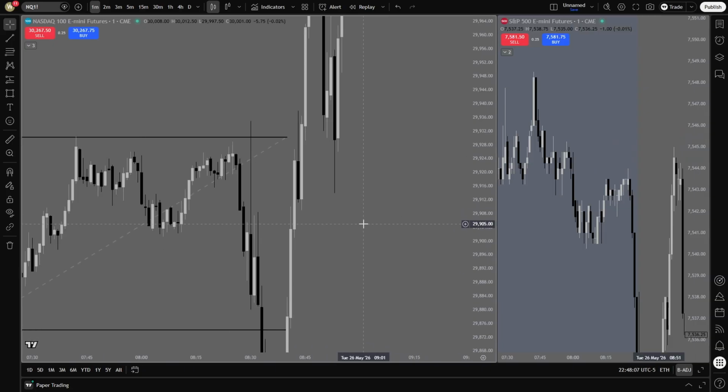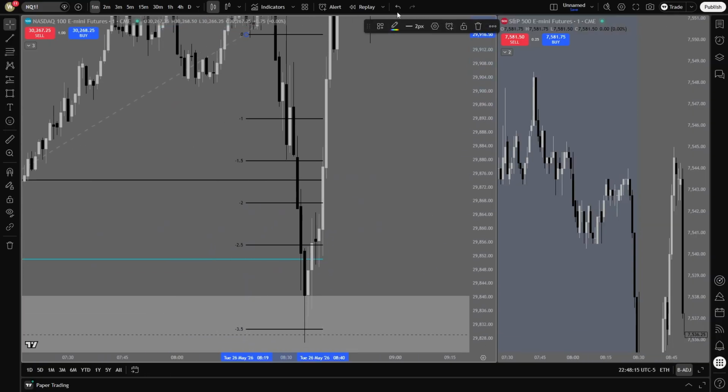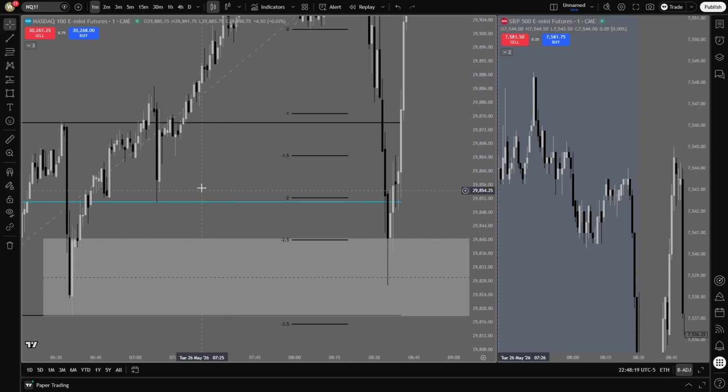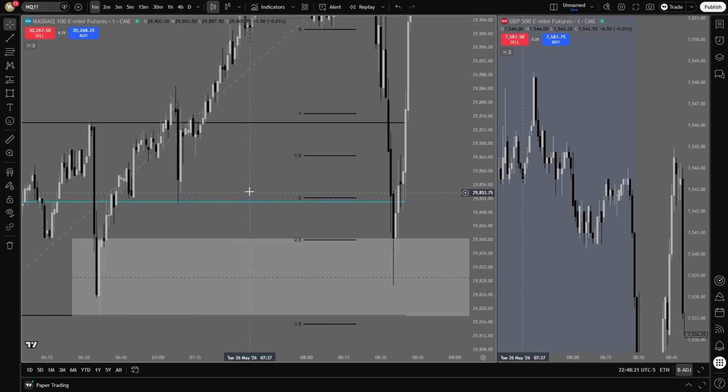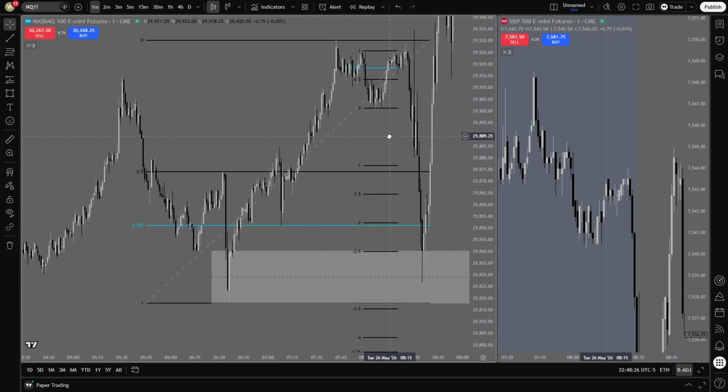What we're going to do is off of this SMT divergence, mark out the leg that did form it, which is going to be from this high all the way down to this low. And as we can see right here, let me readjust that. This -2 to -2.5 range is lining up with our OTE. So that's what you really want to look for when marking out standard deviation.